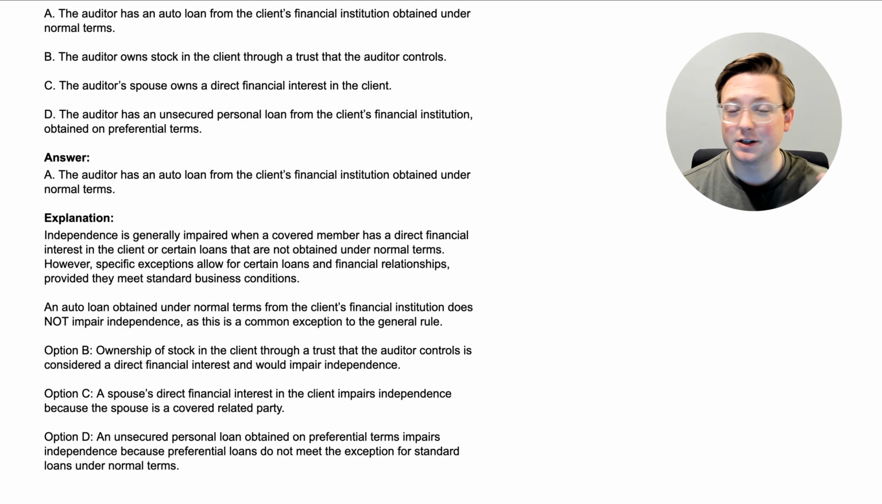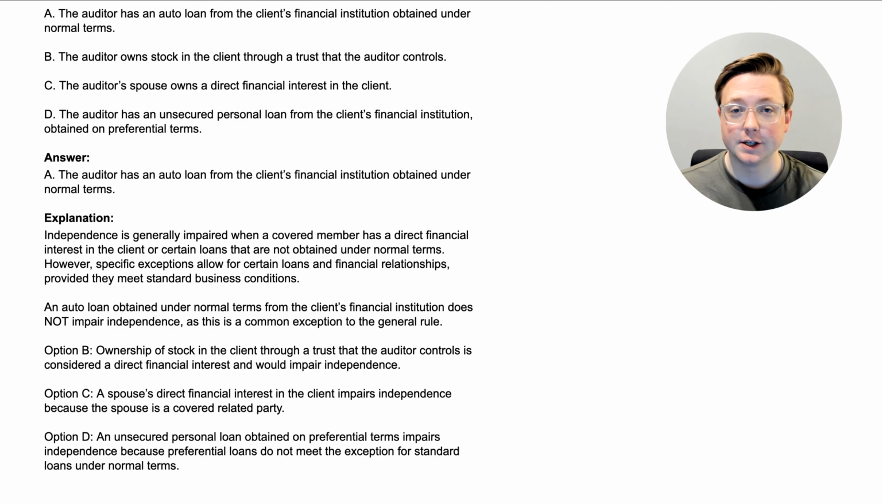Preferential basically means you got a special loan. Maybe you got a better interest rate than most people, or maybe they gave you a special deal where you didn't have to make certain payments, or whatever the case is. Preferential loans are something that would impair independence, but normal loans, like maybe a mortgage or maybe an auto loan under normal conditions, under normal terms, those are allowed and they do not impair independence.